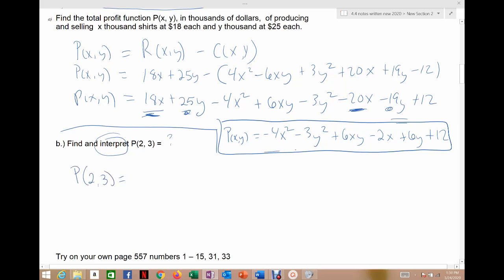All right, so again, I'm going to plug my values into this expression. So make sure to be careful, 2 goes in for x, so it's going to be negative 4 times 2 squared, minus 3 times 3 squared, plus 6 times 2 times 3, minus 2 times 2, plus 6 times 3, and then add a 12 at the end.